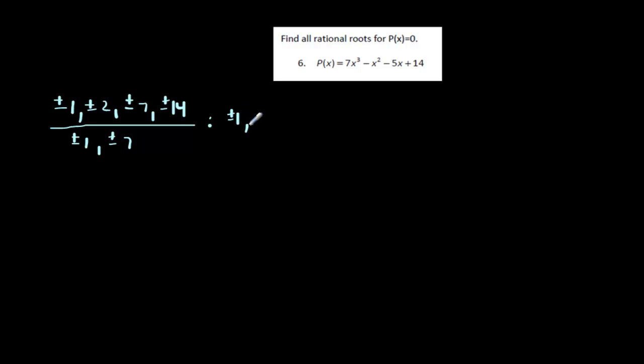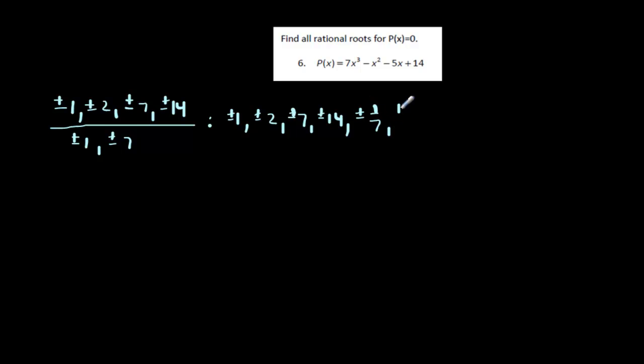Find all the rational roots for this one. So let's write down all the factors of 14 here. We're going to have 1, 2, 7, and 14 divided by all of the factors of 7, so 1 and 7. This is going to give me a list of 1, 2, 7, 14, that's all of these over 1, and then we have to put all of these over 7.